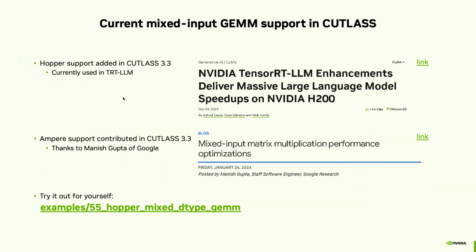Mixed input GEMM was introduced to CUTLASS in version 3.3, with the Hopper version currently being used by TRT-LLM. Support for mixed input GEMM in Ampere was contributed thanks to Manish Gupta of Google via an open source contribution. We encourage you to try out mixed input GEMM for yourself via example 55 in the CUTLASS repository, and hope that it can enable you to experiment with generic weight quantization for your workloads.